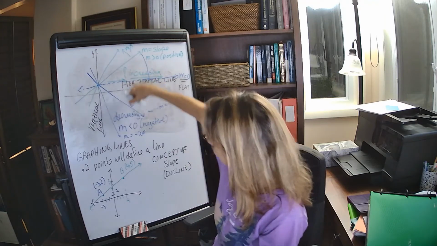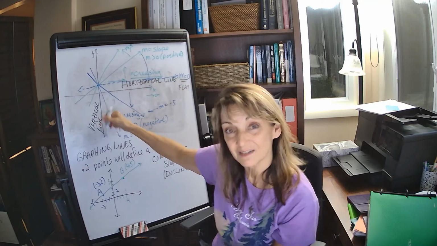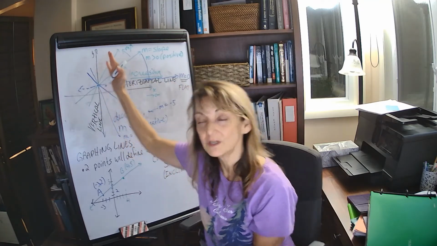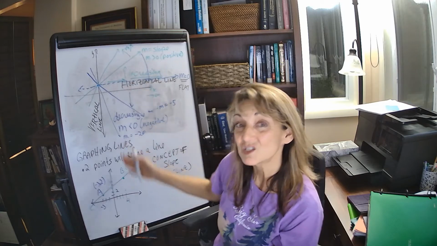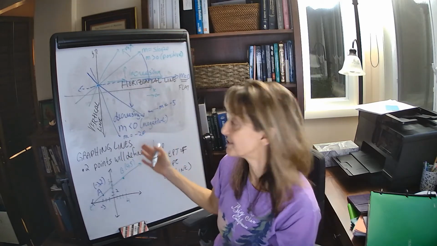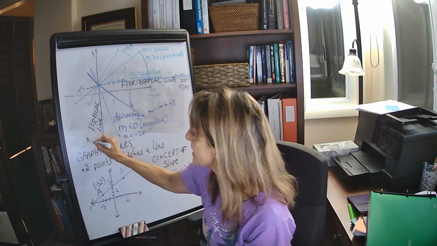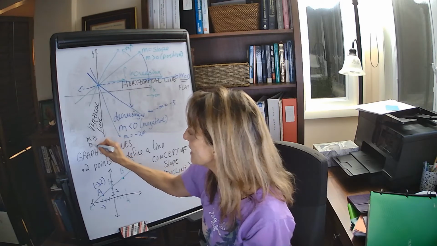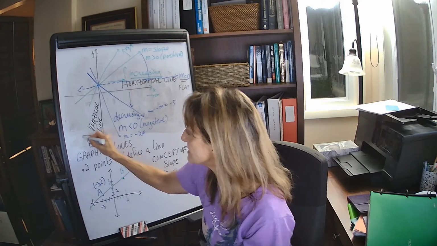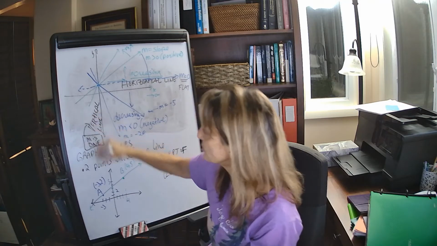Or if I come down this way and turn it this way, it's heading towards negative infinity before it becomes vertical. So in both cases, the slope is not a number. It's not defined. So for vertical lines, m is DNE, does not exist.